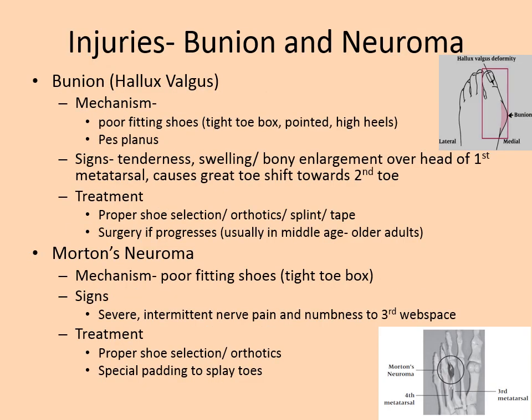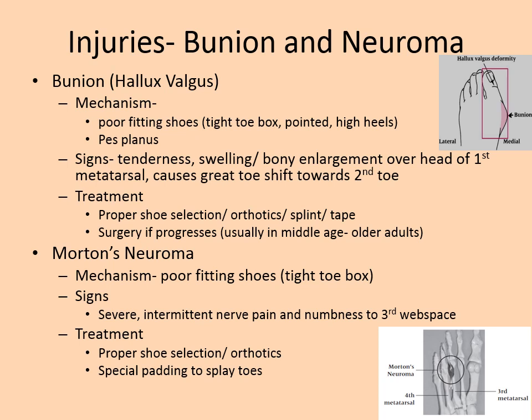A couple of other injuries that can happen to the foot are bunions and neuromas. These are both caused by a similar mechanism, so that's why they're on the same slide together. And this is basically most often from people wearing poorly fitted shoes. A bunion is also known as hallux valgus.